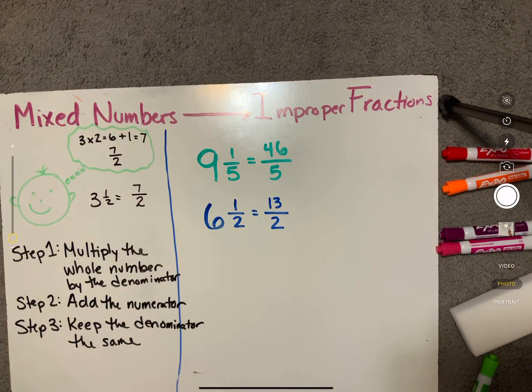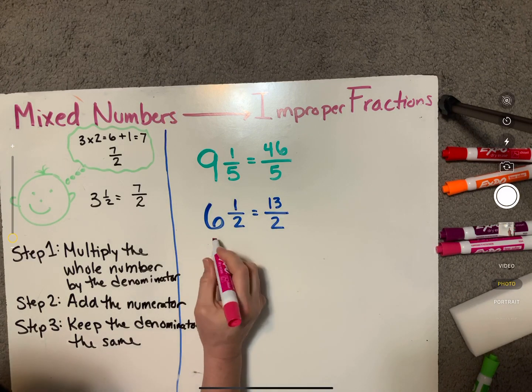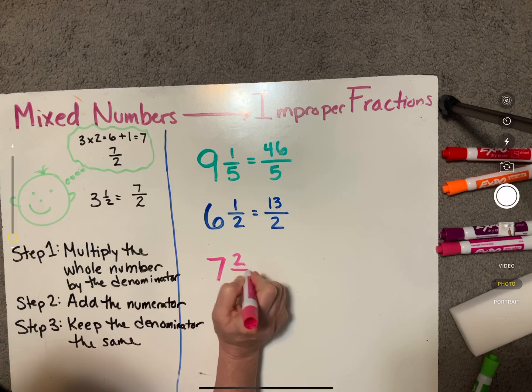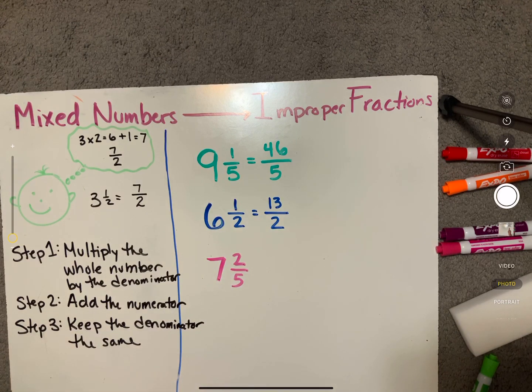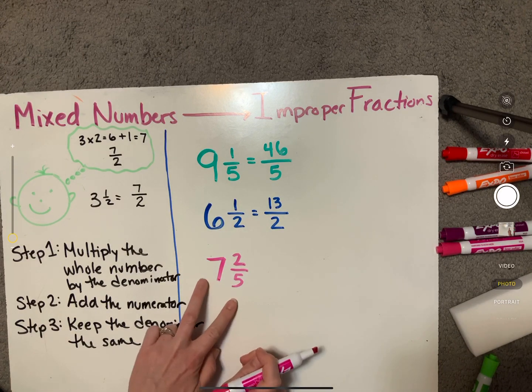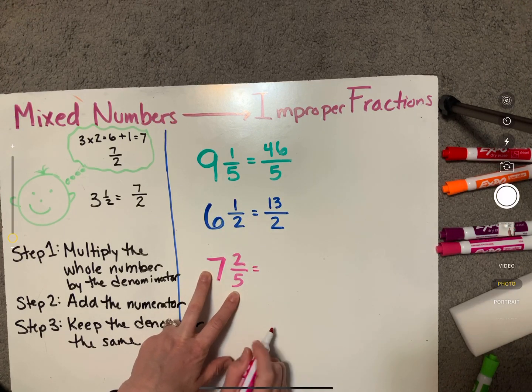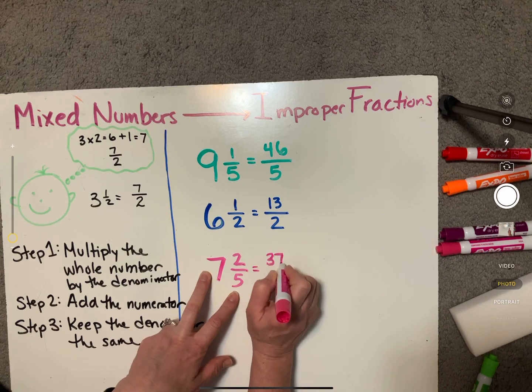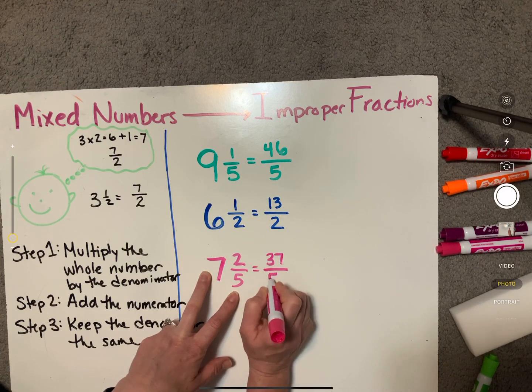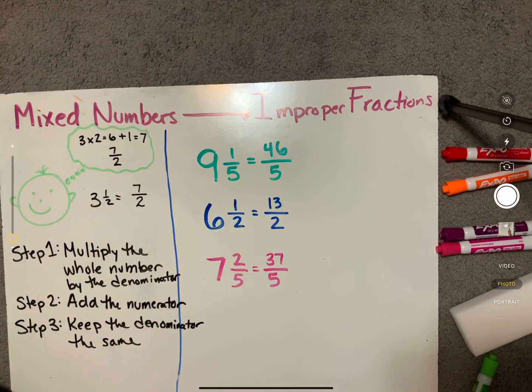Okay, let's try another one. Let's do 7 2/5. So now, same thing, we multiply the whole number times the denominator. So 7 times 5 is 35, plus 2 is 37, and my denominator remains the same.